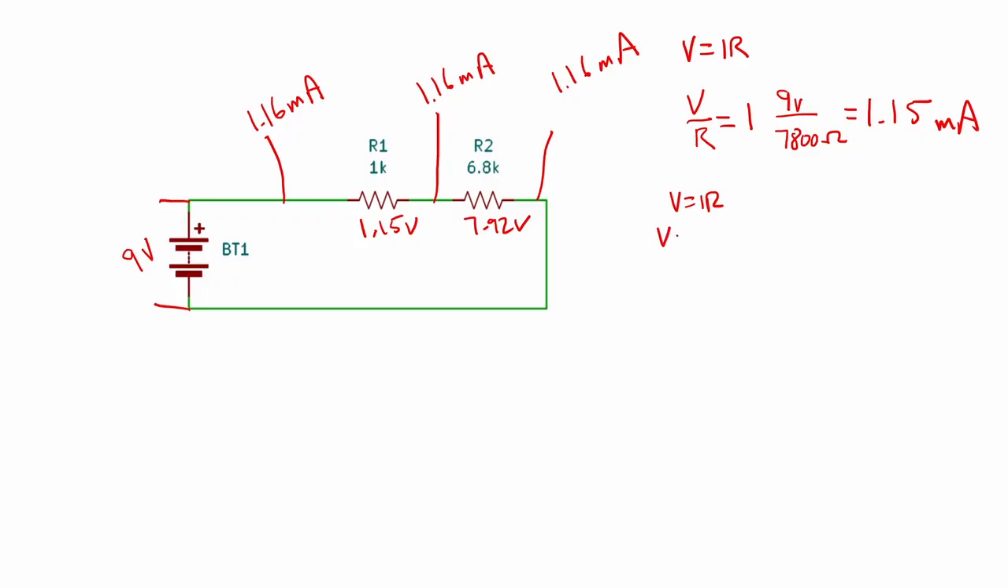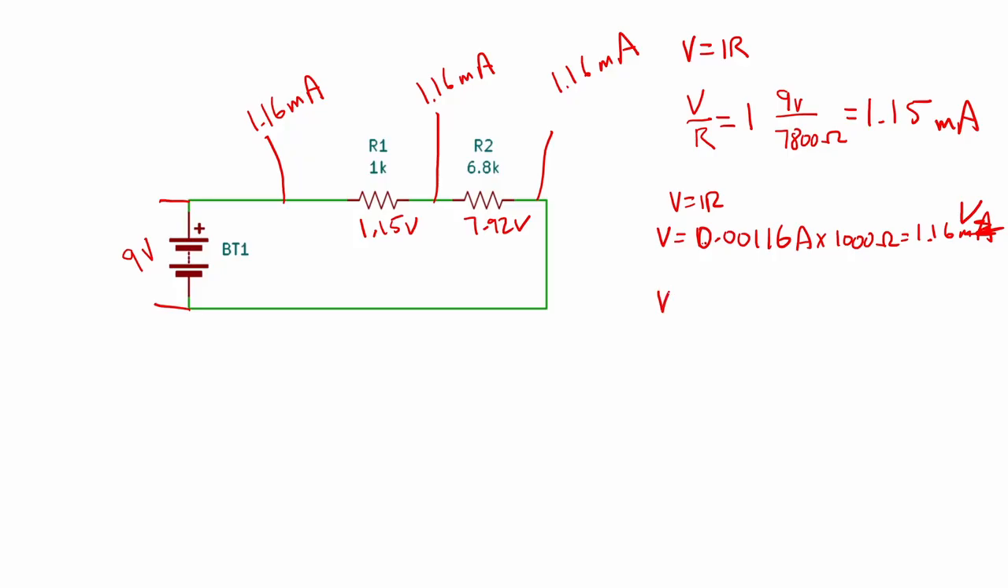So V is going to be equal to, if we take the measured current, 0.00116 amps times 1000 ohms, which gives us 1.16 volts, which is exactly what we had there. That's volts, which is pretty close to what we measured, again because the actual resistor is probably not exactly 1000 ohms.